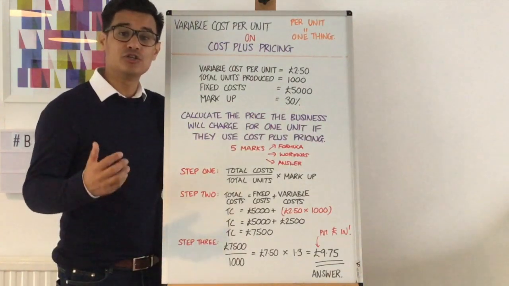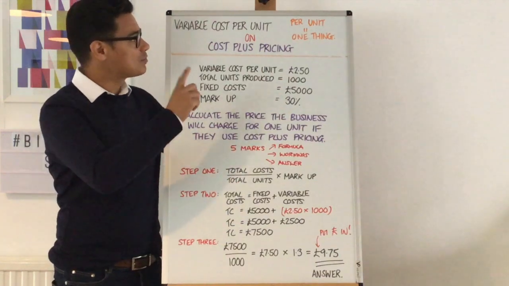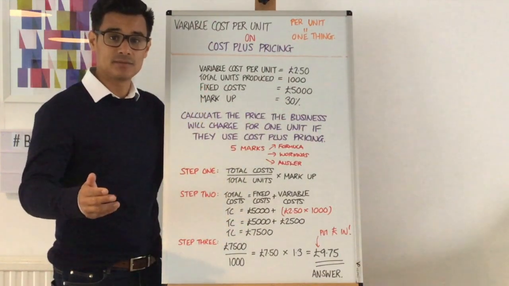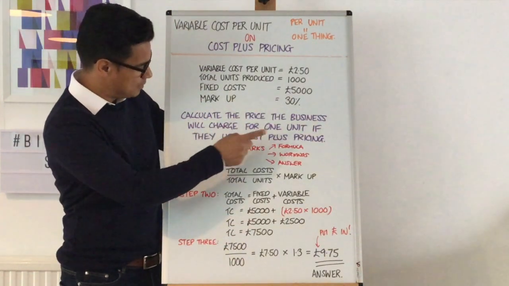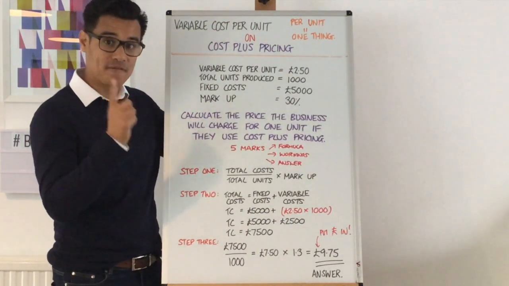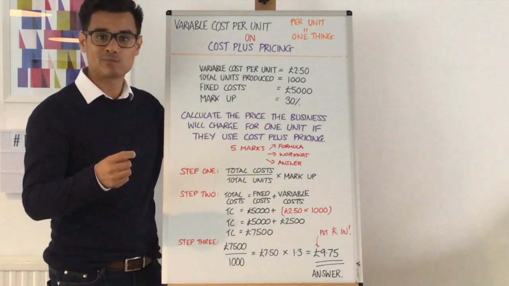A slippery question you might see in the marketing unit is variable cost per unit when you're trying to calculate cost plus pricing. So the question could look something like this. Calculate the price the business will charge for one unit, one thing, if they use cost plus pricing.